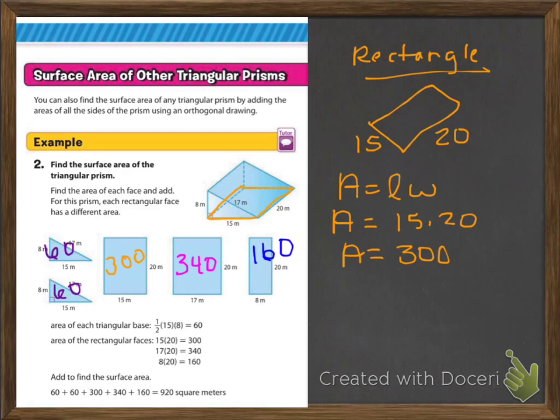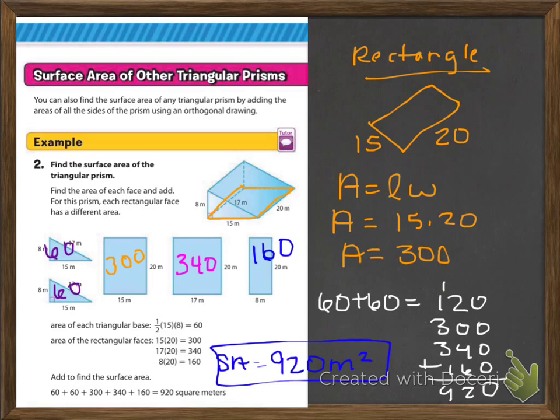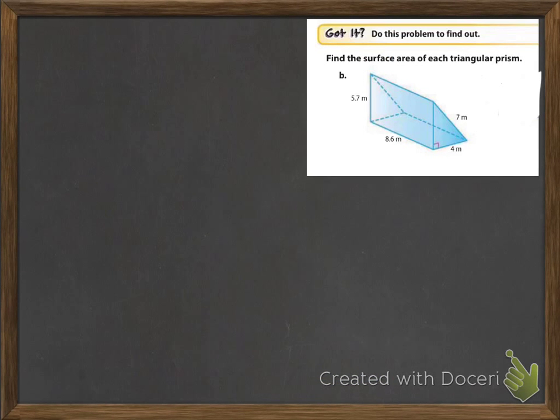So now you want to add them all together. I'm adding the 60 and the 60, which is the two triangles, plus the 300, the 340, and the 160. And here you get surface area equals 920 square meters, or meters squared. Okay, now you want to go ahead and try this one on your own. Remember, you might need an extra sheet of paper. Not might, you're definitely going to need an extra sheet of paper so that you can have all of the different things out for each one of the different surface areas.